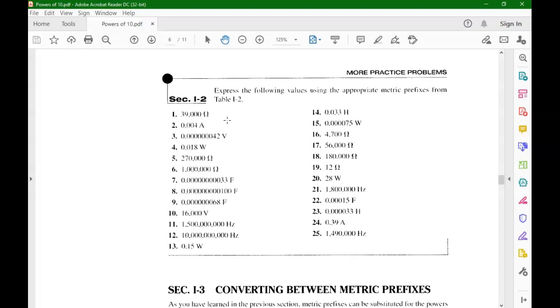You need to know 22 kiloohms, oh, that's 22,000. Or we might be working with 32 microamps. You need to know that's 32 times 10 to the negative 6.